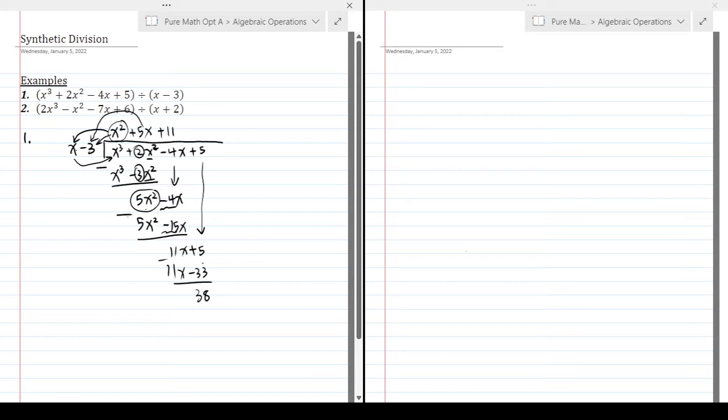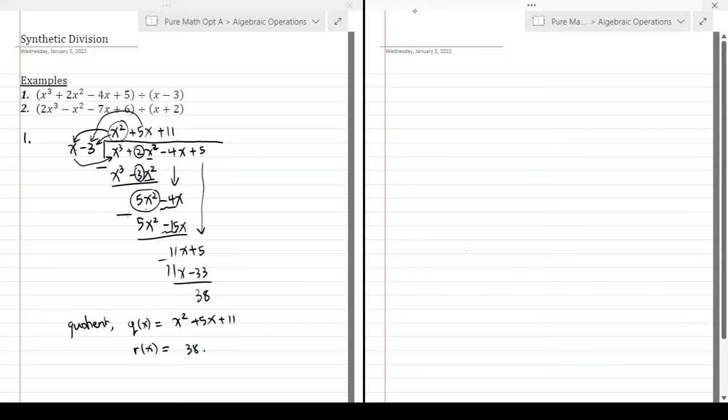Yeah, okay, everything seems fine. So I know that my quotient is x squared plus 5x plus 11, and my remainder is 38, right? Now let me show you all how synthetic division shortens that process, right?